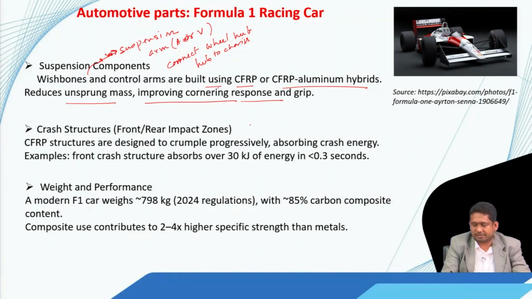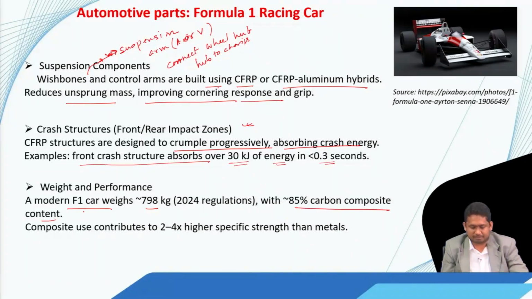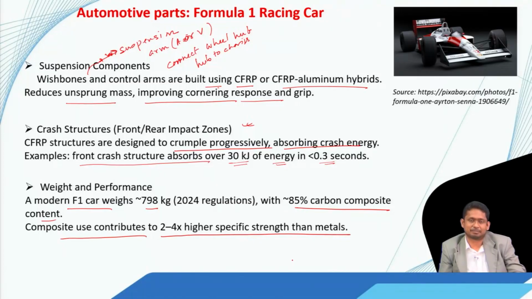Then in the front and rear impact zones, CFRP is used. The benefit is that CFRP crumbles progressively, so it absorbs more energy. For example, the front crash structure absorbs around 30 kilojoules of energy in less than 0.3 seconds. A modern F1 car weighs around 0.8 ton, with 85% carbon composite content. So, the composite use contributes to 2 to 4 times higher specific strength than metal.